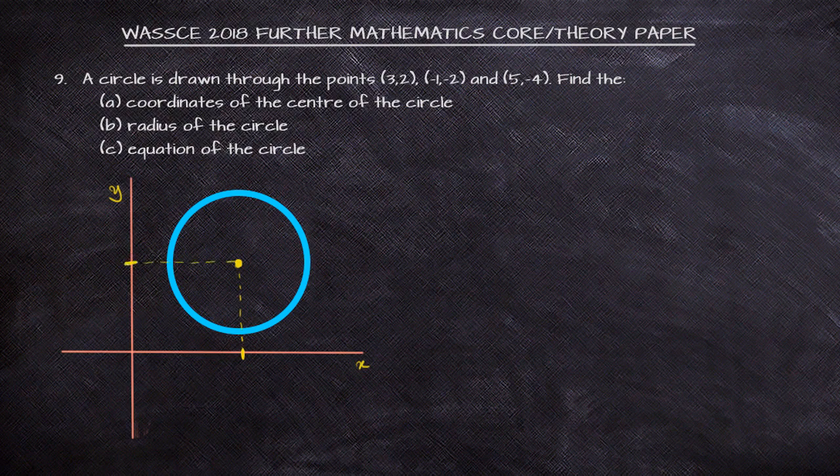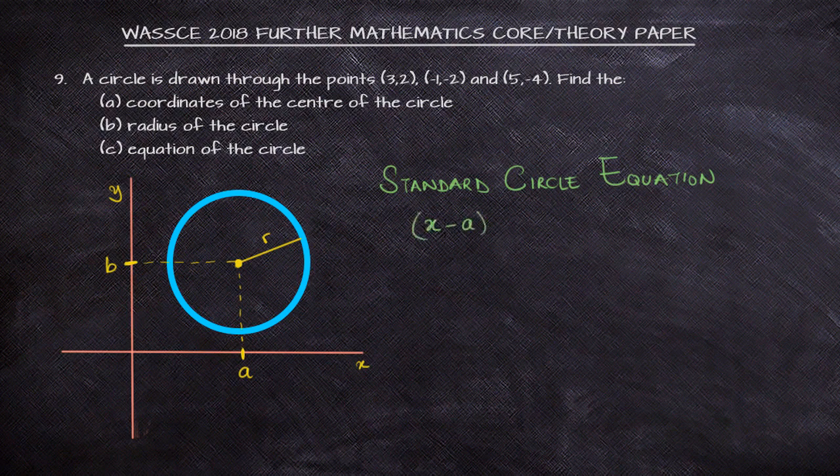On the x-axis we can call it a, and on the y-axis we can call it b. Now, the circle will have a radius r that is drawn from the center of the circle to any point on the circumference. And with this, there is a general format of the equation of a circle that is well accepted. It's called the standard circle equation, and it was derived from this diagram. Without going through the details of derivation, it is given as (x minus a) all squared plus (y minus b) all squared is equal to the radius squared.